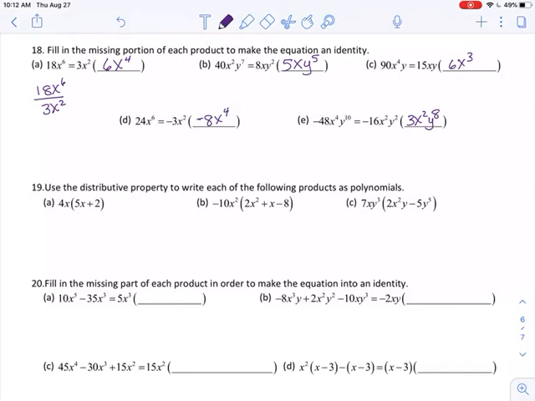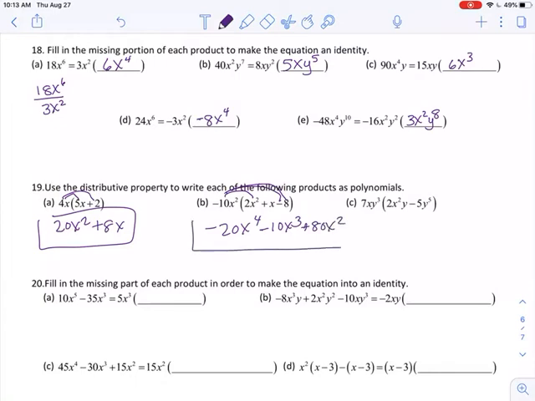All right. 19, I'm just using the distributive property. So 4x times 5x is 20x squared, and 4x times 2 is 8x. B, -10 times 2 is -20, x to the 4th, and -10 times x, oops, I almost missed that one, is -10x to the 3rd, and -10 times -8 is 80x squared.